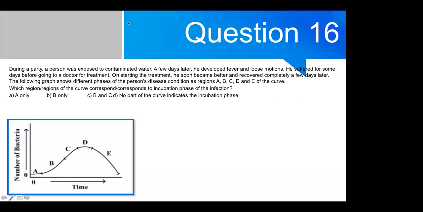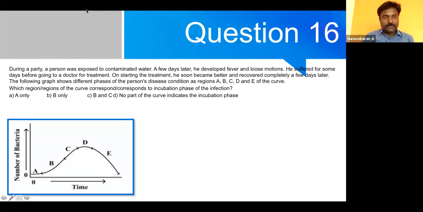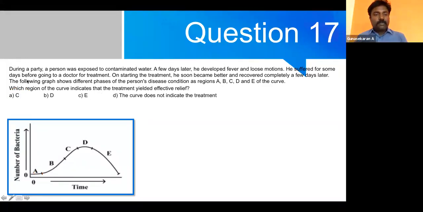Which region corresponds to the incubation phase of the infection? Incubation phase. Okay, obviously A only. After getting incubated only, it started showing. So A region. Understand? Direct name. 17. Treatment yielded effective relief. Obviously E. Treatment started at D, but effective relief at E. That's all.